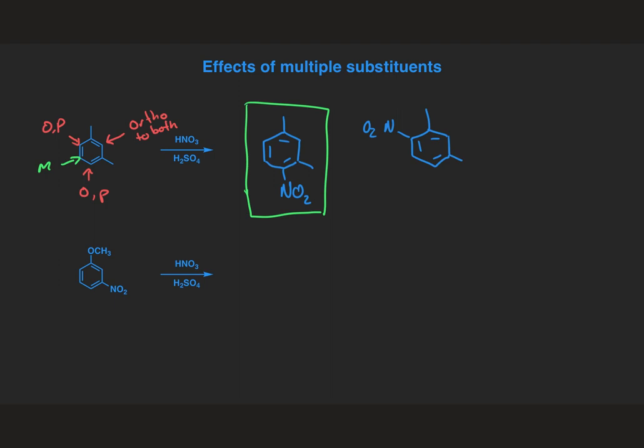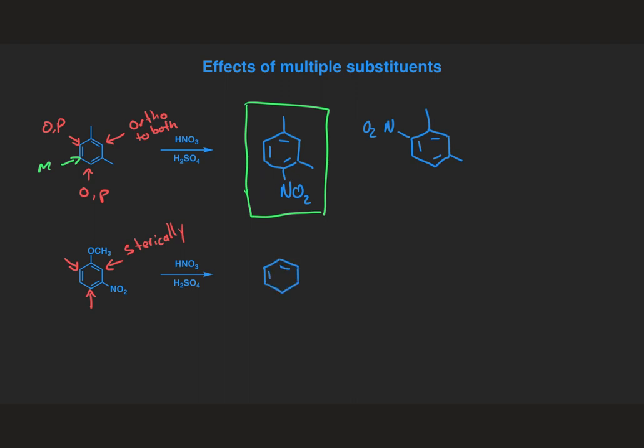Anytime you have conflicting directing groups, the activator or the most activating group is always going to win. And so I'm going to focus on the positions that the methoxy group is going to donate or be directing. And so it's directing here, here, and here. Again, this position is sterically hindered, and so probably not much is going to add at that position. But both the ortho and para positions here are likely a point of addition.